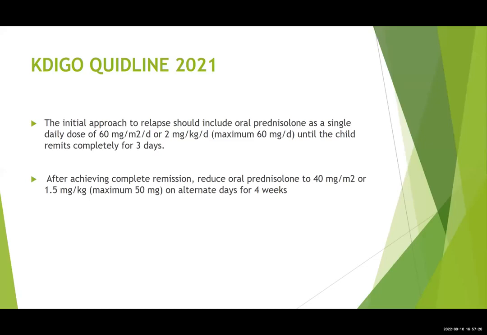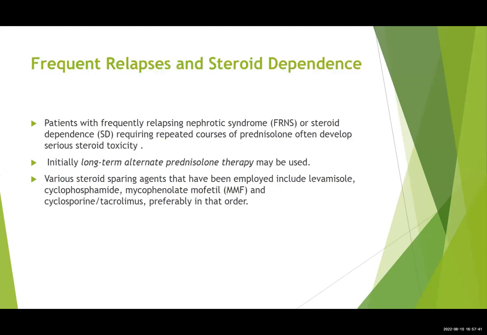You can shift the patient to alternate day steroid. After achieving complete remission, reduce oral prednisolone to 40 milligram per square meter or 1.5 milligram per kilogram, maximum 50, alternate day for 4 weeks. This is the treatment of relapse, usually infrequent.